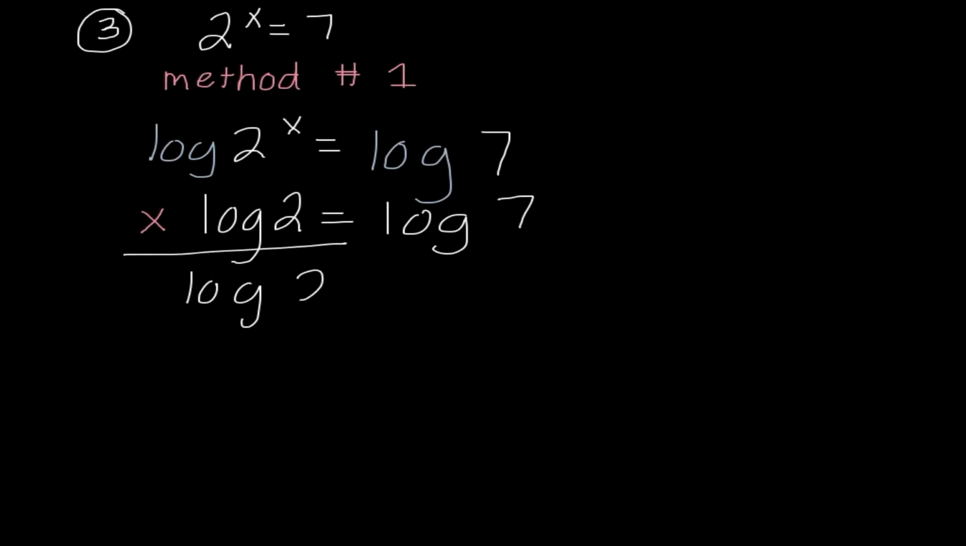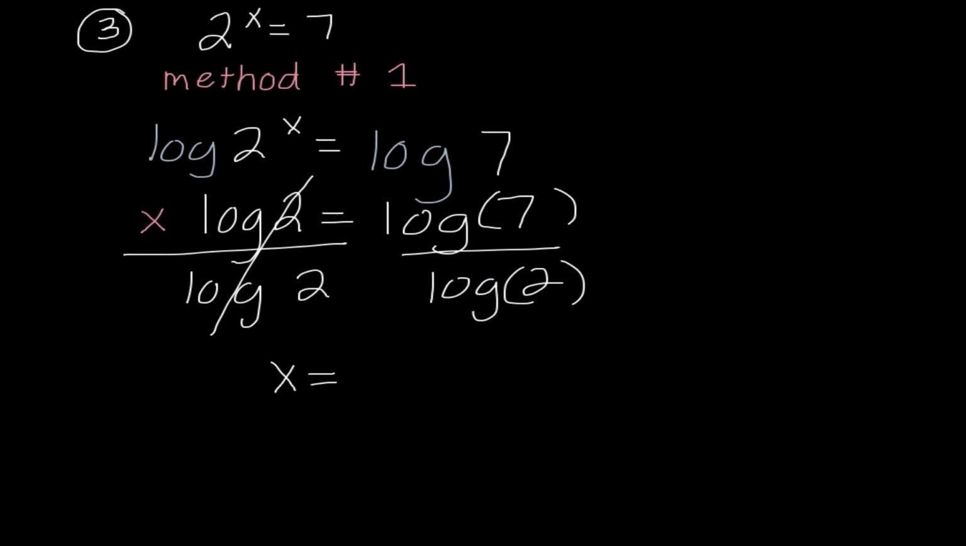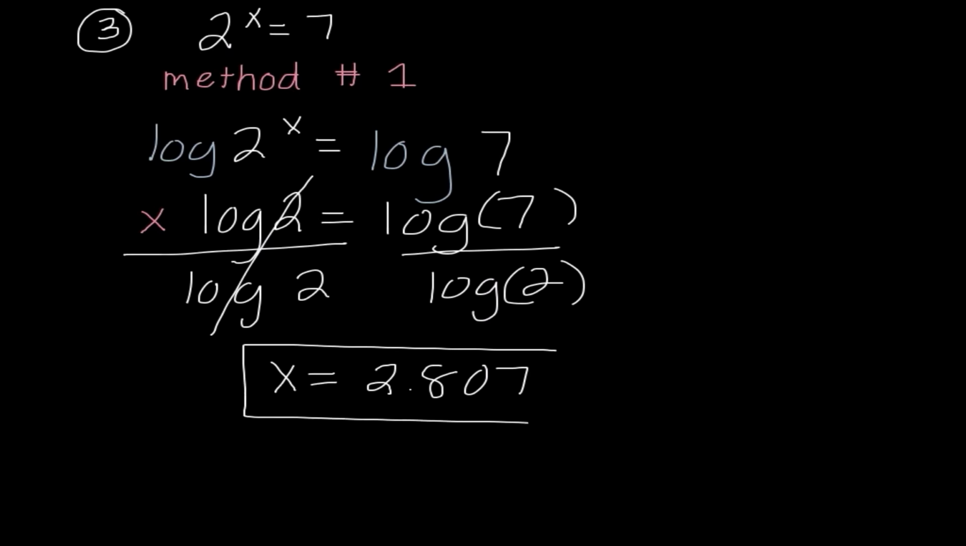So I'm going to have to go ahead and divide both sides by the log of 2. This would cancel out everything other than x. And I'm going to go ahead and put this in my calculator. It is important that I remember to use those parentheses. And when I put that in, I get 2.807. And I know that's a rounded value, but that is my answer.